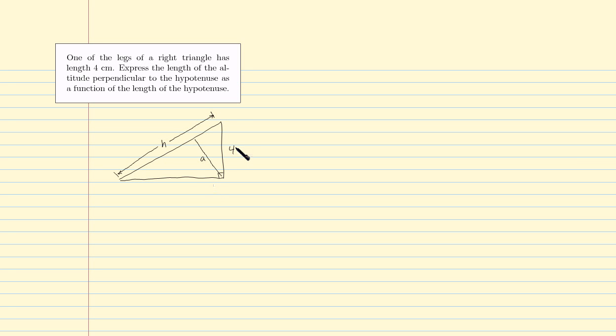The square of this side length plus the square of this side length must equal the square of this side length. Okay? So 4 squared plus whatever this is must be h squared. Well, doesn't that make this side, if we solve for it, move the 4 squared over and take a square root, doesn't that make this the square root of h squared minus 16?